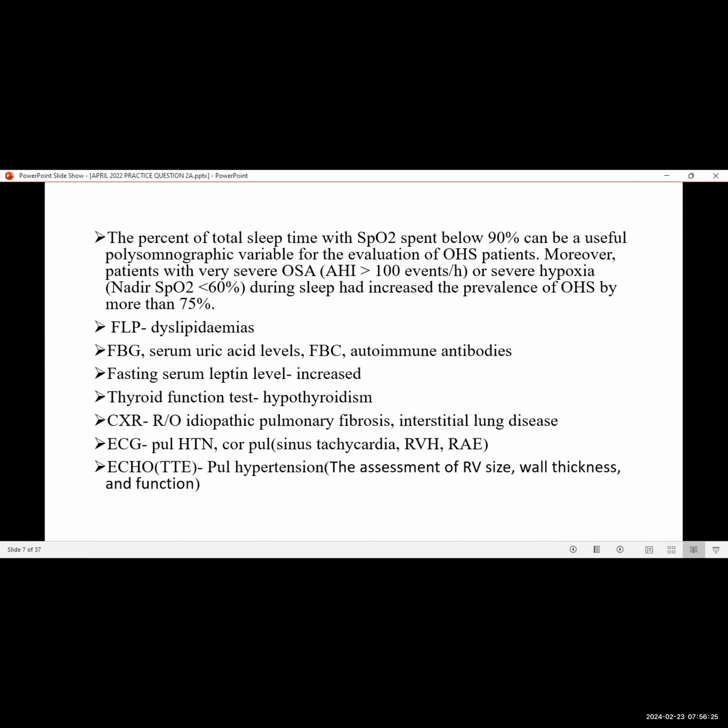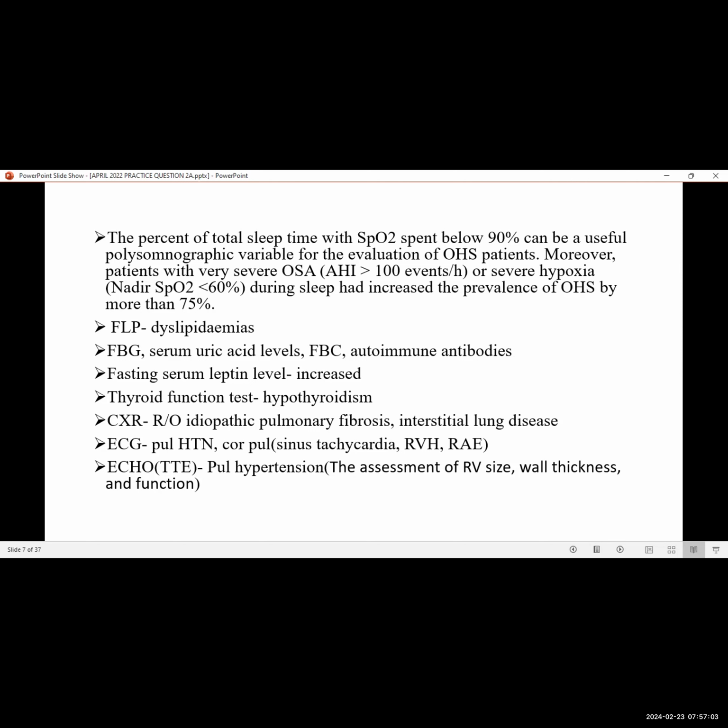They also like to do a fasting lipid profile in view of the fact that this patient has obesity. Of course, if you know the definition of obesity, it's a syndrome that has a lot of components, dyslipidemia, hypertension. There are so many problems with obesity. So I would like to rule out dyslipidemia. I would love to do fasting blood glucose, but this particular patient, I've been told, does not have diabetes.